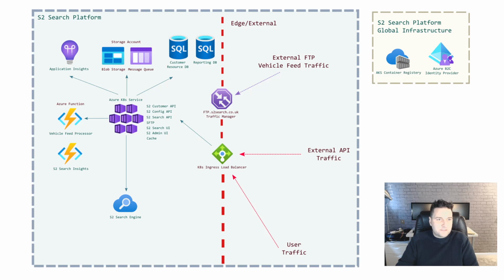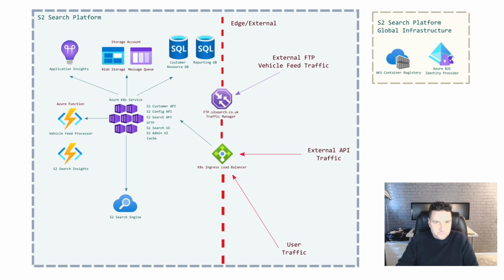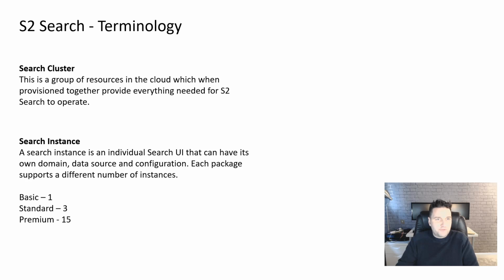So here is the bit that you're probably most interested in. We're going to run through this in a bit more detail, but before we do, let's run through some terminology. When I say search cluster, I'm referring to all the resources that, when provisioned, will operate an S2 Search cluster. All these together in this blue square is what I refer to as a search cluster. So it's a group of resources in the cloud that, when provisioned together, will provide everything needed for S2 Search to operate. Now when I say search instance, that's a little bit different.